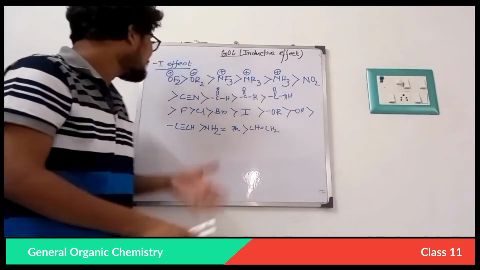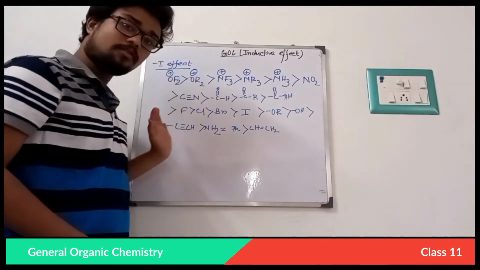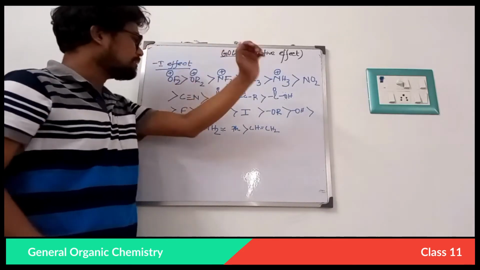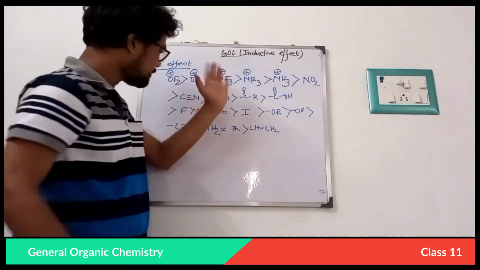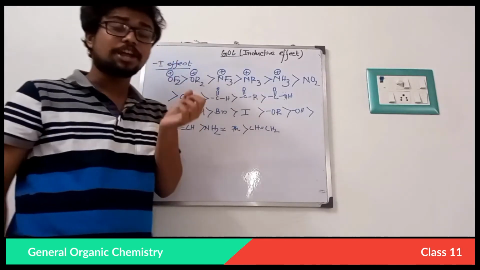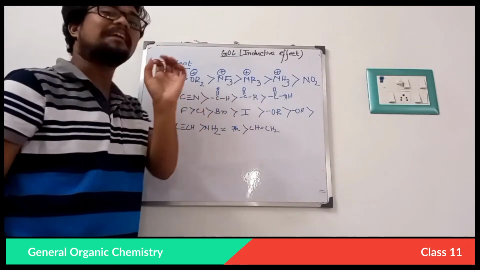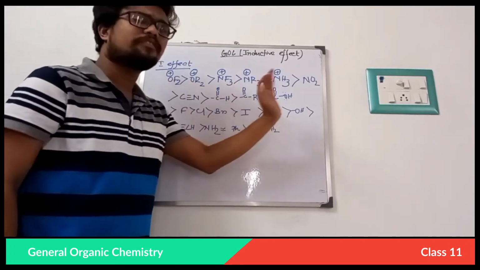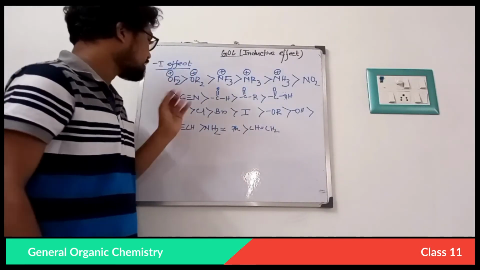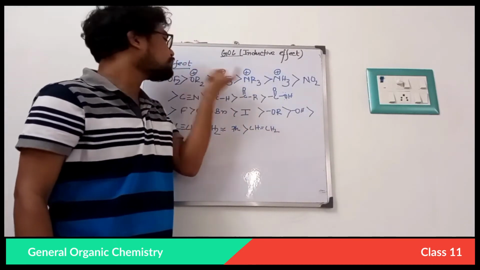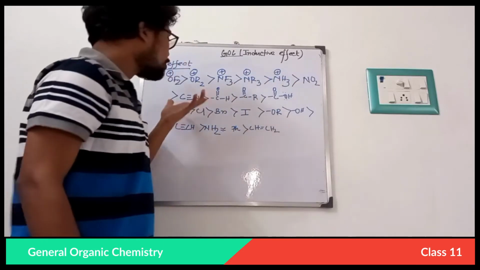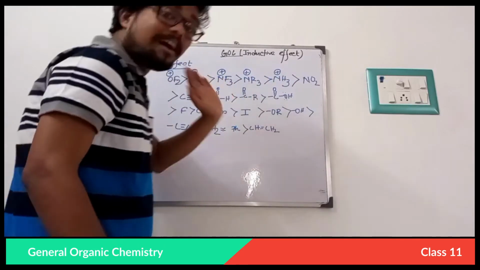Now see carefully, this is the minus I effect. First of all, what is the minus I effect? It is the electron withdrawing effect. It looks very complicated, but it is not actually complicated. I am explaining one by one why this order follows.